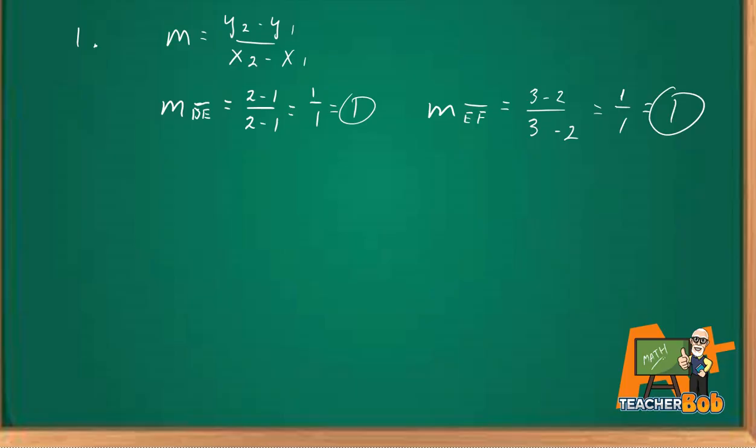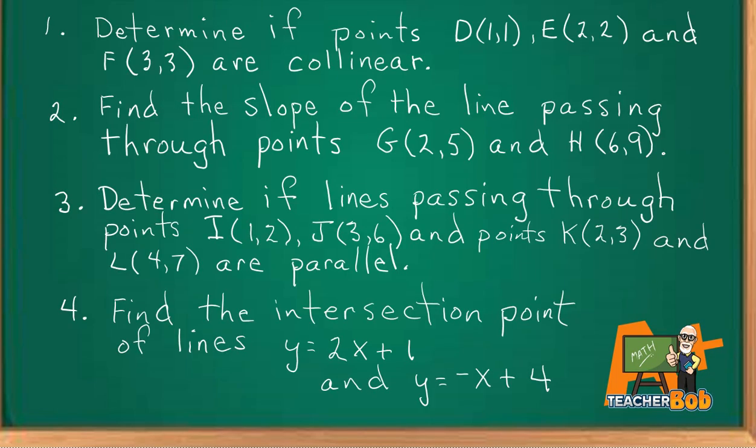If we do that again with line segment DF, which is the only other combination of 2 points creating a line, we're going to get the same slope. So yeah, they're collinear. Okay, question 2.